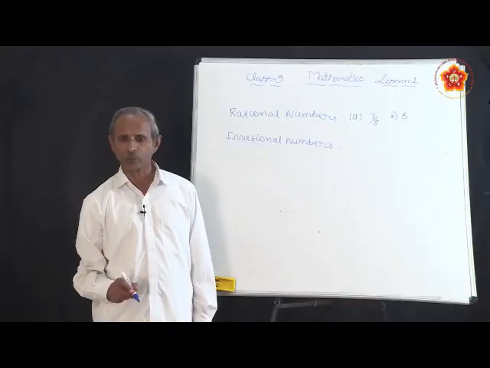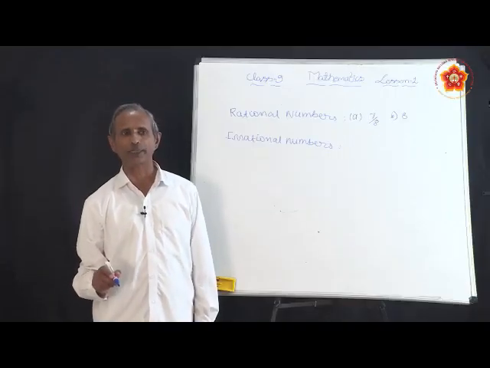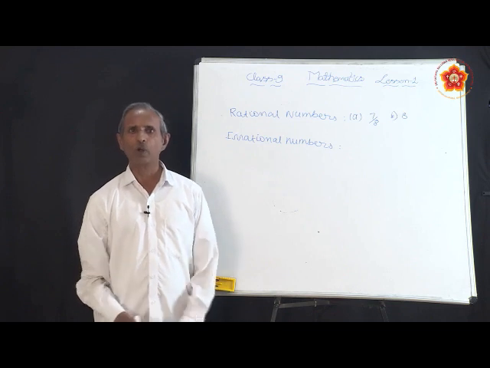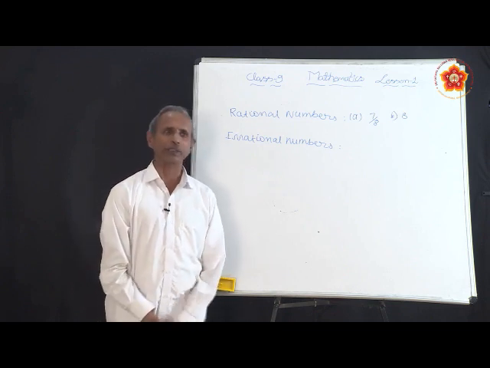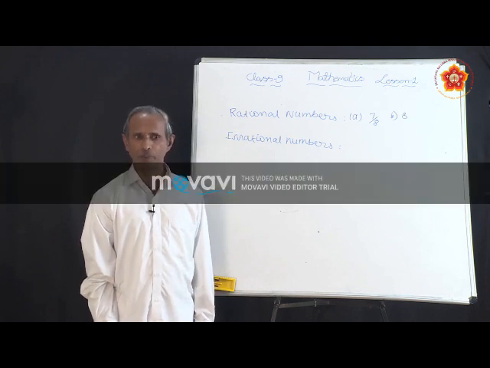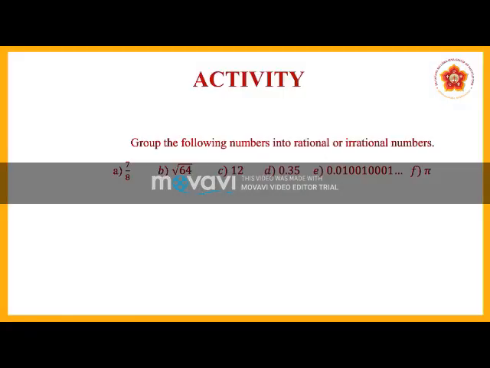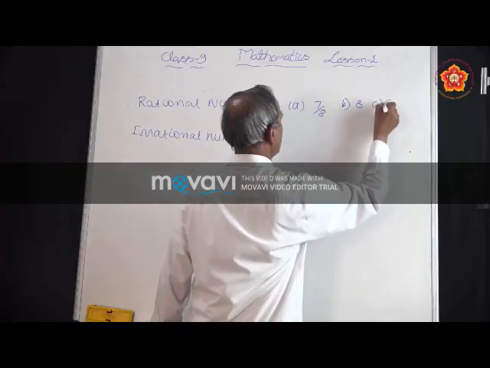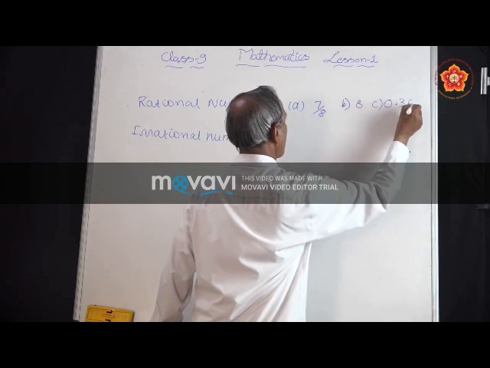Now, the fourth one is given as 0.35. 0.35 can be written as 35 upon 100. So, it is in the form of p by q. So it should be a rational number. So you have to write 0.35 in this group only.